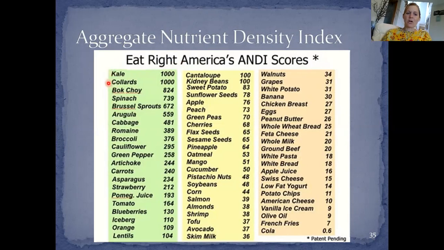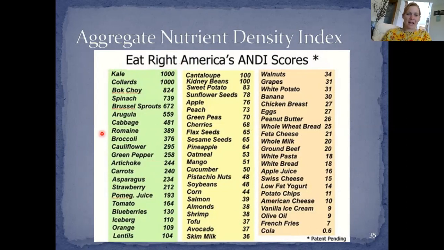Notice that a lot of these on this top side here are dark leafy greens. So you've got kale, collards, bok choy, spinach, Brussels sprouts, arugula, broccoli. Those are all dark leafy greens. Cabbage and romaine, I would say, are lighter green foods as well. Then you get down here and we can see quite a few different fruits as well.